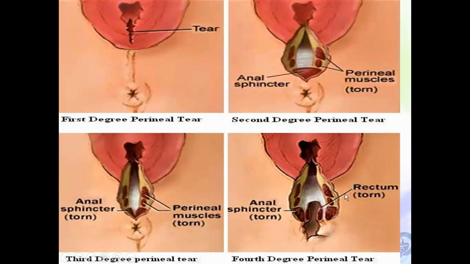But from third degree to fourth degree, you've got to go to theater, because there the tear involves the anal sphincter. And the anal sphincter is the muscle that is constantly under contraction, under tone. If you are sitting like this, your anal sphincter is closing. That's why feces don't come out.